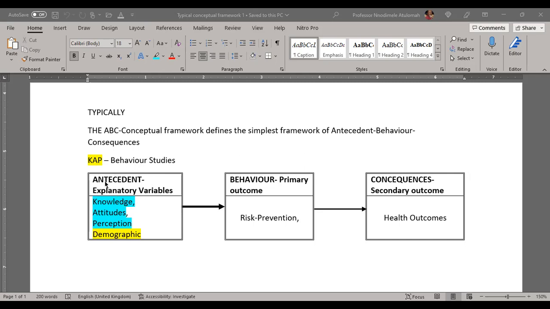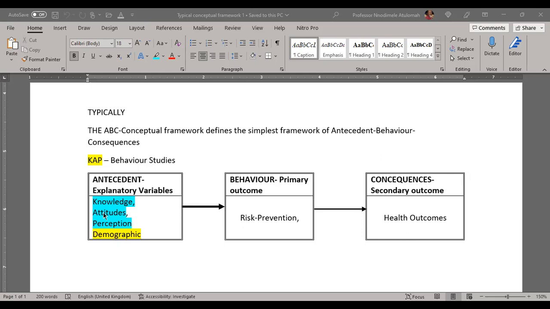So here we have the ABC conceptual framework. This is the ABC conceptual framework with the antecedent explanatory variable as the A, the antecedent, that's the event before the behavior. And then we have the behavior, and then we have the consequences. The consequences are health outcomes. Okay, I can illustrate this quickly.